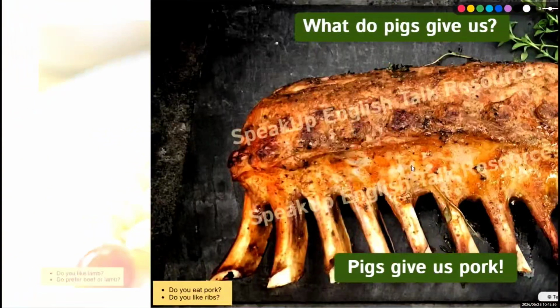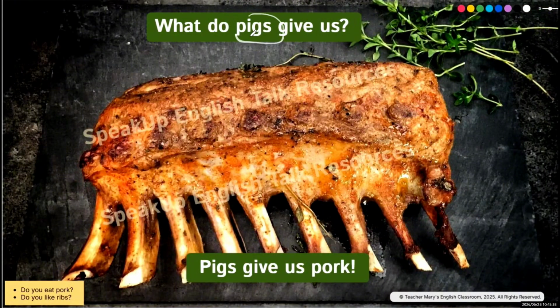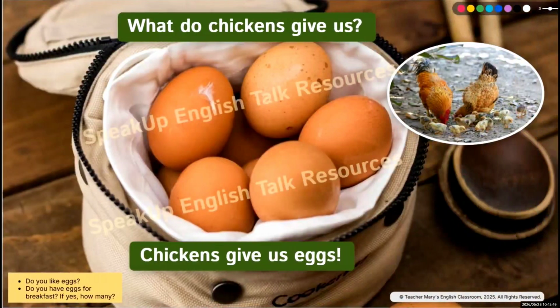Here we talk about pigs. Pigs can give us pork, right? And these are ribs, so I teach them the word ribs. And here it's about chickens. So chickens give us eggs. And I ask them, do you eat eggs? When do you eat eggs? In the morning, at night, for lunch?